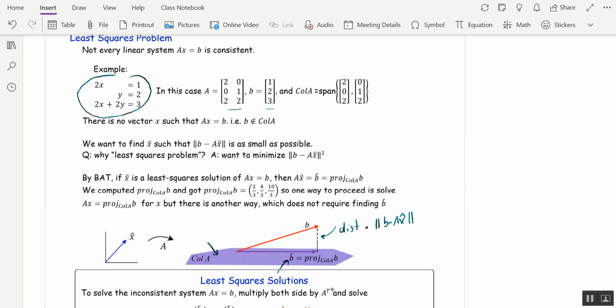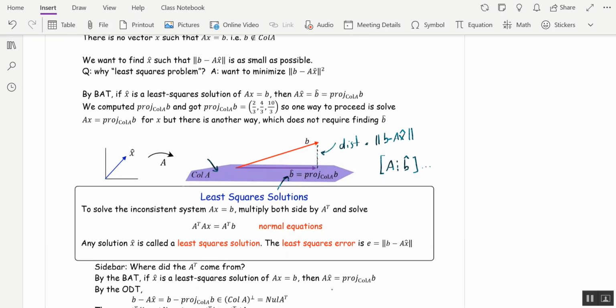Now you might just say, well, we already found B hat, so why not just take the augmented matrix A, augmented with B hat, reduce, and find a solution? Well, the answer to that is that required quite a bit of work. First, we had to find an orthogonal basis for col A. Then we had to go ahead and use the ODT to find B hat. There's a quicker way, and it's called a least squares solution.